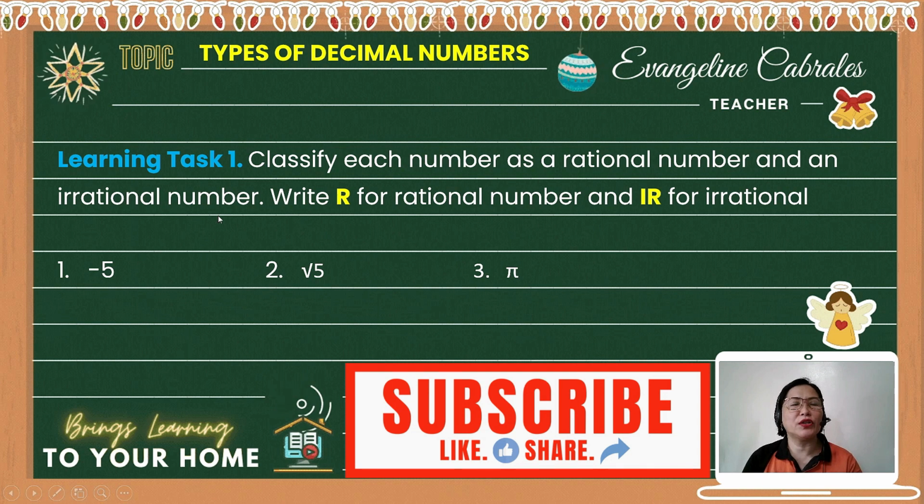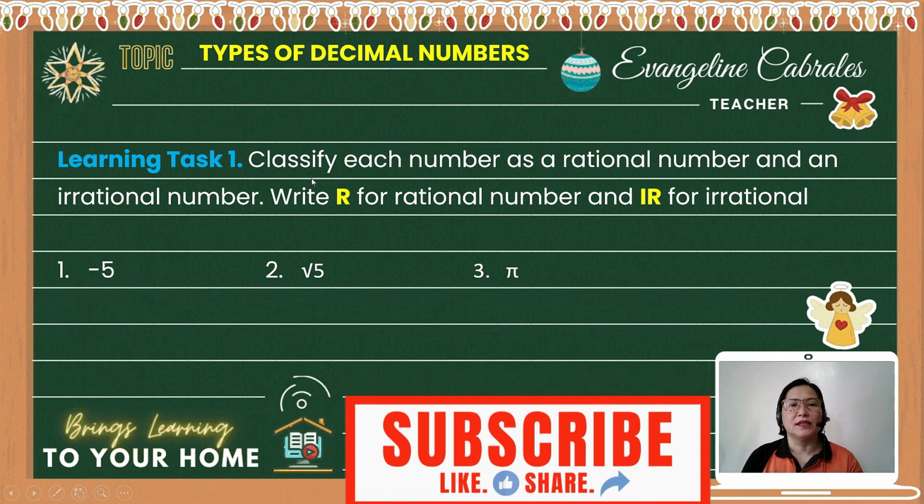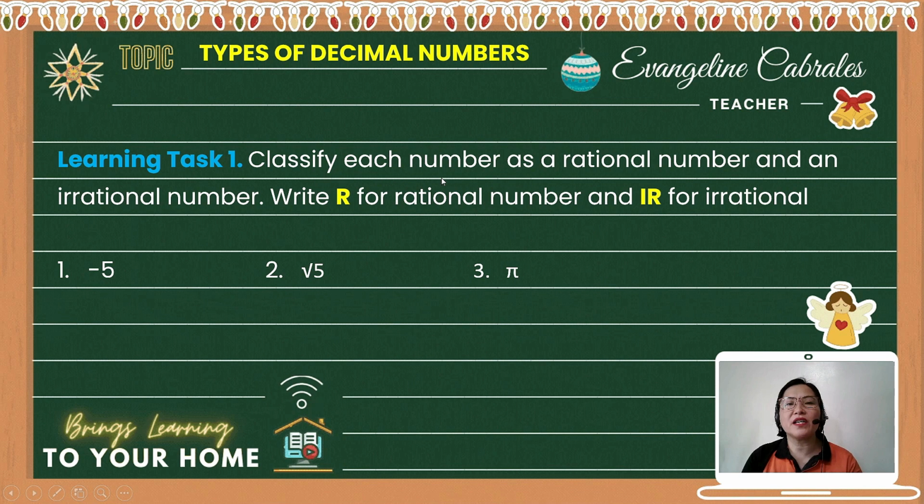Now, let's proceed to your learning task 1. It says, classify each number as rational number and an irrational number. Write R for rational number and IR for irrational. So, let us have number 1, which is negative 5. Ano ang masasabi nyo sa negative 5 based doon sa comparison na ipinakita ko a while ago? Yes, that's correct. Negative 5 is a rational number.